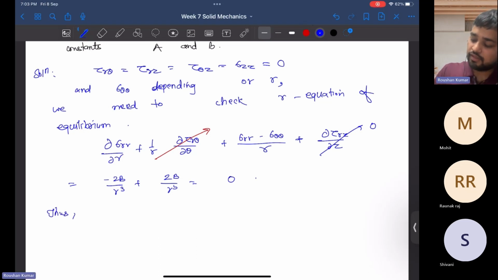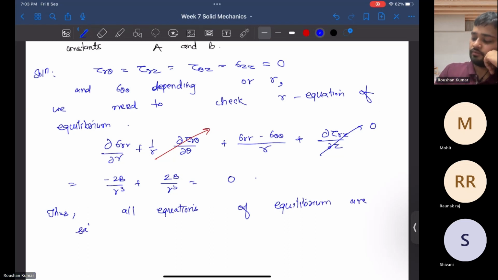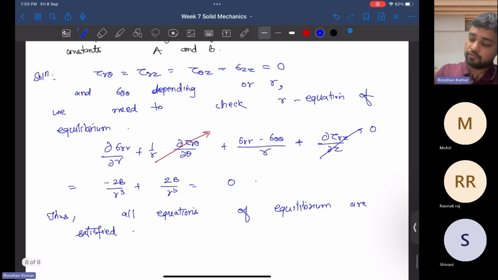Thus we can say that all equations of equilibrium are satisfied. Okay, so this is the first part of the question.